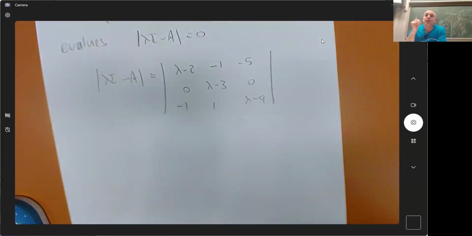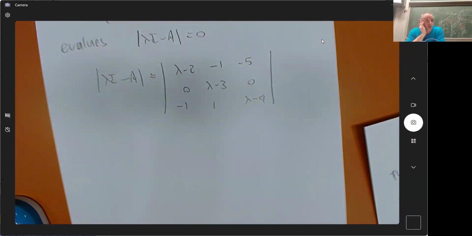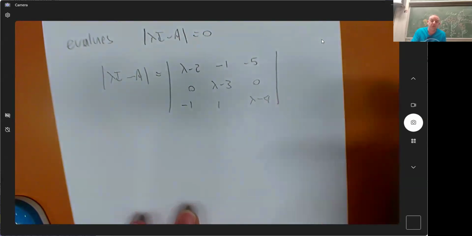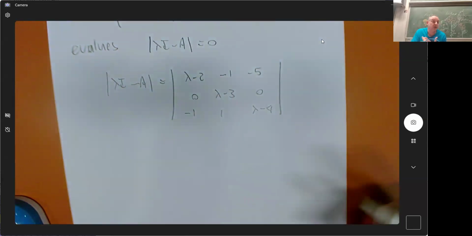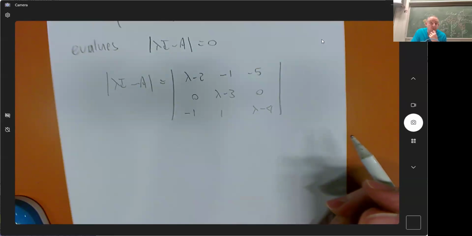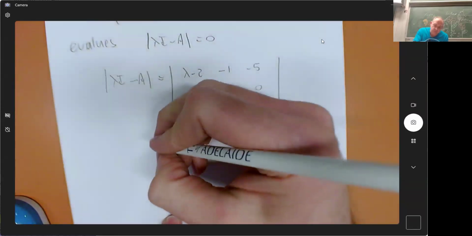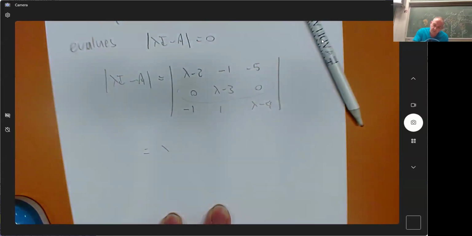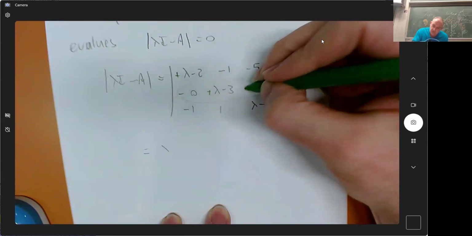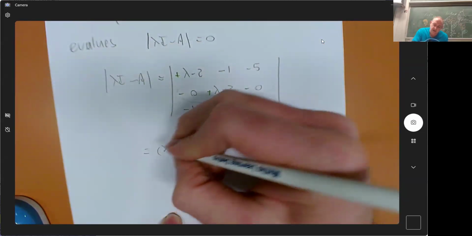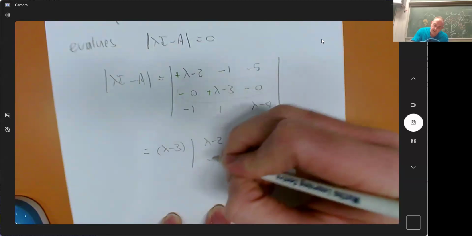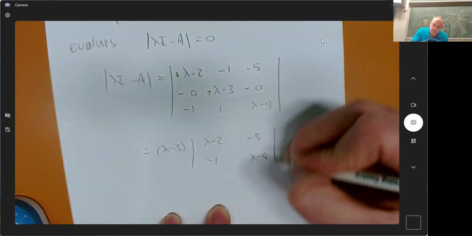And so since there is a row that's mostly zeros, I could expand along that row if I wanted. It's totally a thing I could do. But I could also, if I wanted to, factorize out this lambda minus 3. But I will choose to do this. This is this row, which is plus, minus, plus, minus. So this will be plus lambda minus 3 times the matrix that's left behind, like that.